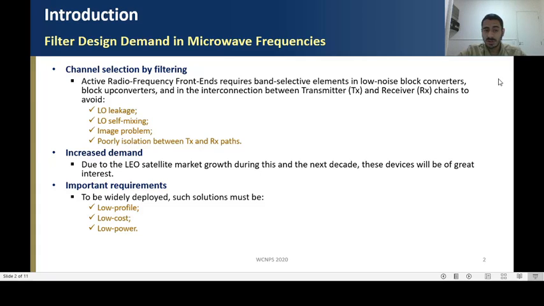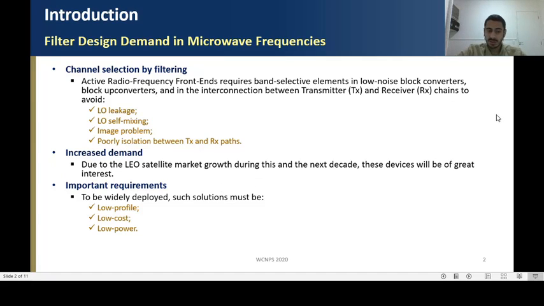Microwave bandpass filters are of great relevance in the context of active radio frequency front ends, mainly in low noise block converters, block up converters, and in the interconnection between the transmitter and the receiver chains. These elements help to avoid effects such as LO leakage, LO self-mixing, the image problem, and improve the isolation between the transmitter and the receiver paths. Additionally, the demand for these devices is expected to grow even more during the next decade due to the LEO satellite market growth during this decade.